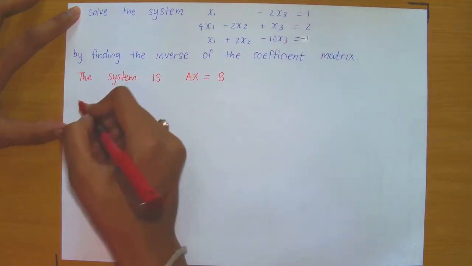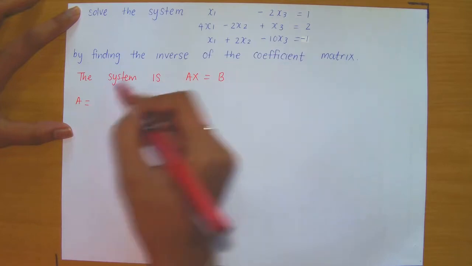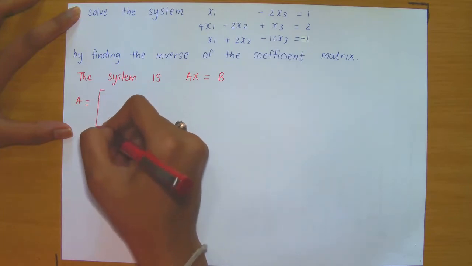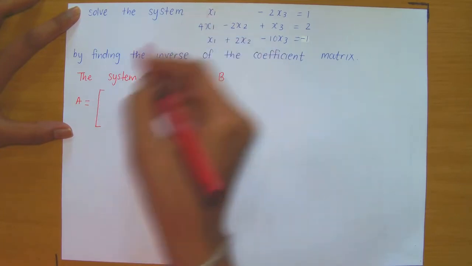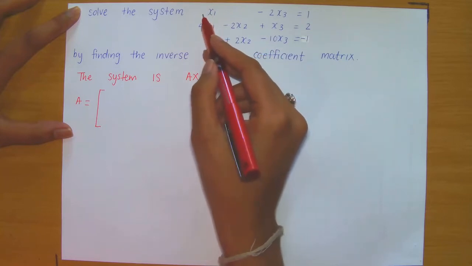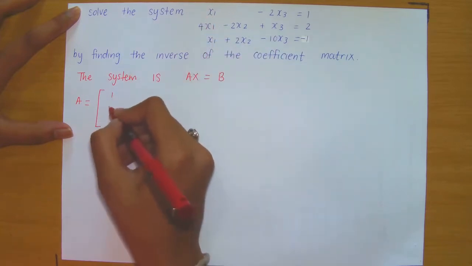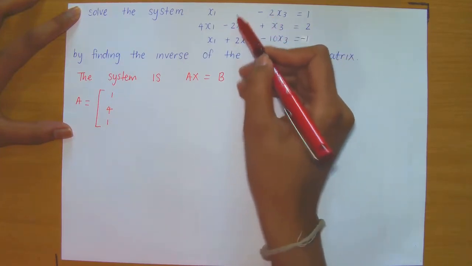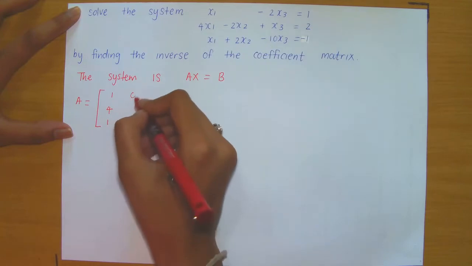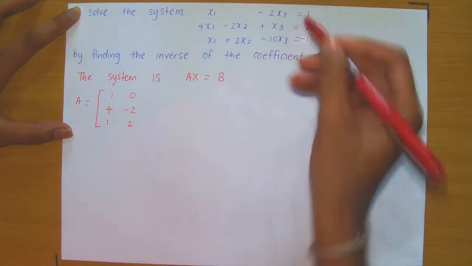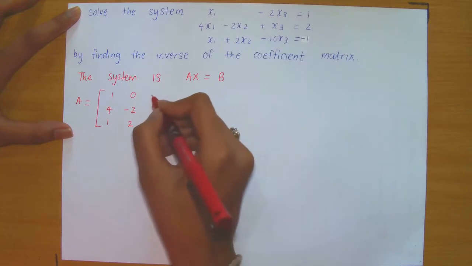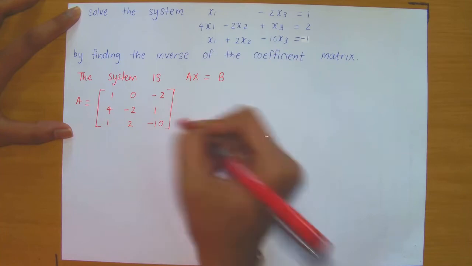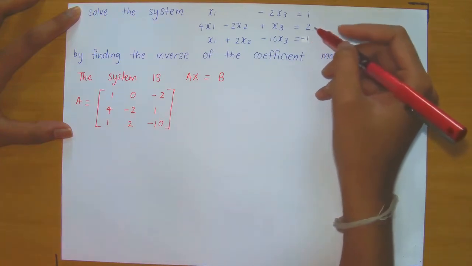So we have that A is equal to, looking at the coefficients, we have three variables, x1, x2, and x3. So I know there's going to be three columns. Working with x1, the coefficients of x1 are 1, 4, 1. So I'm writing that down in the first column. The coefficients of x2 are 0, minus 2, and positive 2. The coefficients of x3 are minus 2, positive 1, and minus 10. So that is the coefficient matrix for that original system.